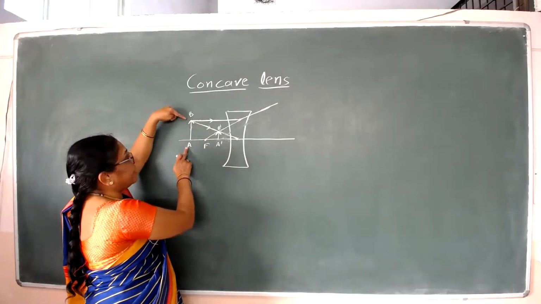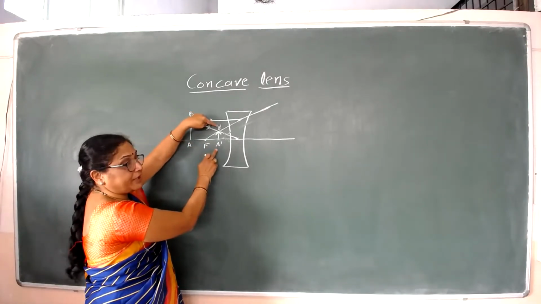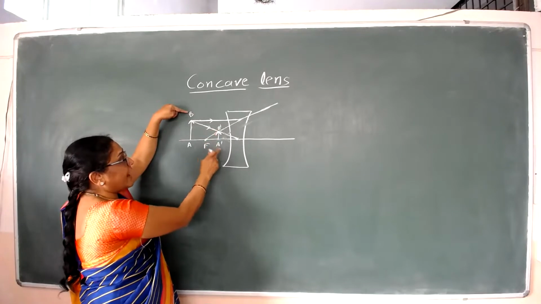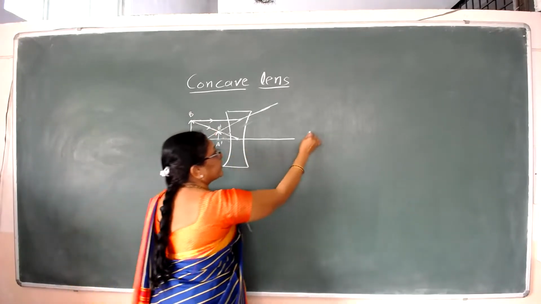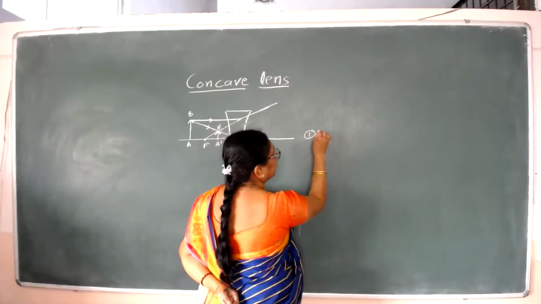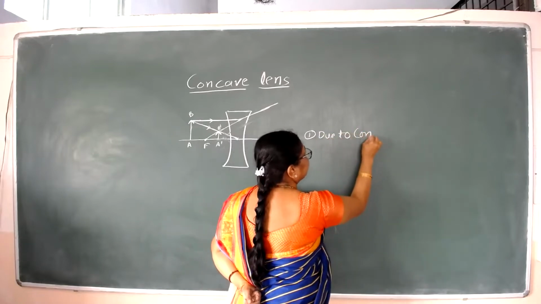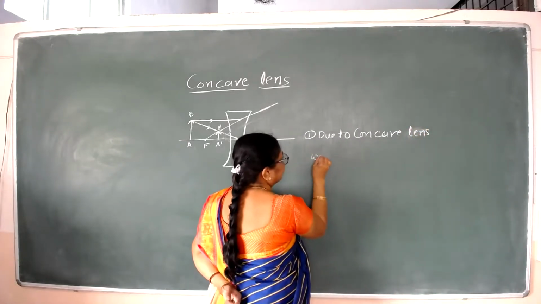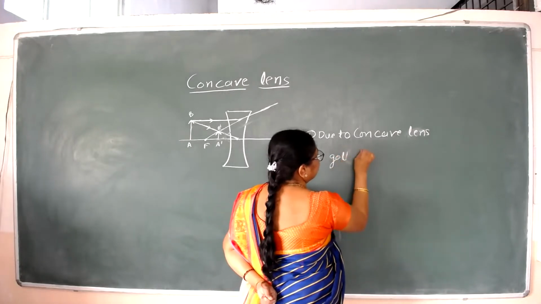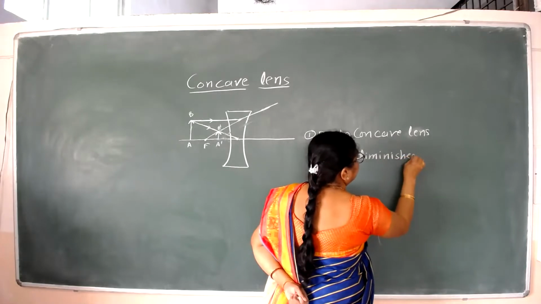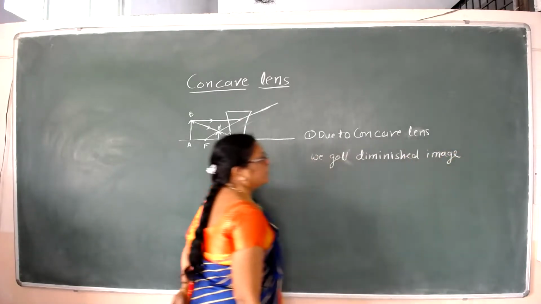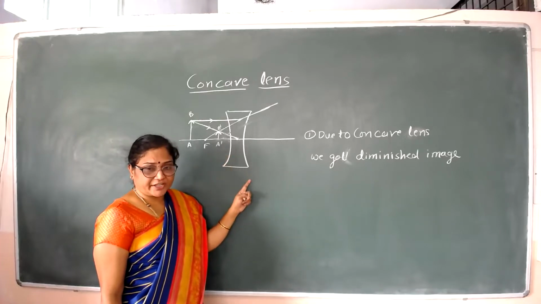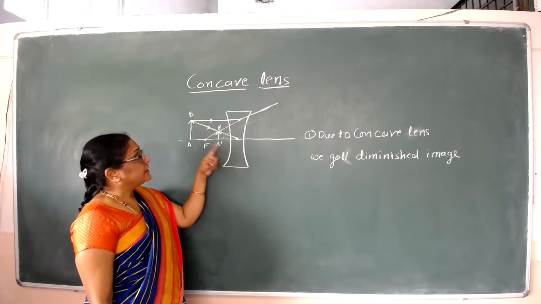Here AB is the height of the object and A dash B dash is the height of the image. When we compare both, we find the height of the image is very small as compared to the height of the object. So we write here, due to the concave lens, we got a diminished image. Due to the convex lens, when the image is real, it is inverted. But due to the concave lens, the image is erect.